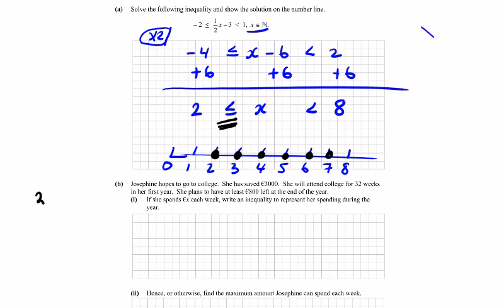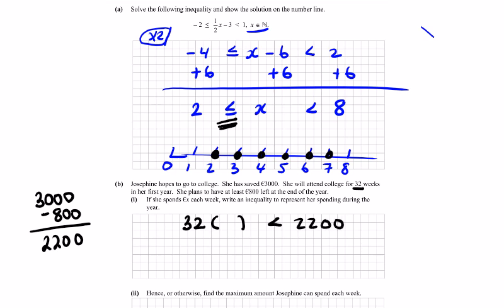So if she saved 3,000 and wants to have 800 left, how much can she spend? 2,200. So she's 32 weeks, so she's going to spend, let's say 32. Let's imagine that it was 10. 32 times 10 would have to be less than the 2,200, but it's not. We don't know how much she's spending. It's just going to be x. So 32 times whatever she spends has to be less than 2,200, or actually less than or equal to 2,200. She could spend the max amount.